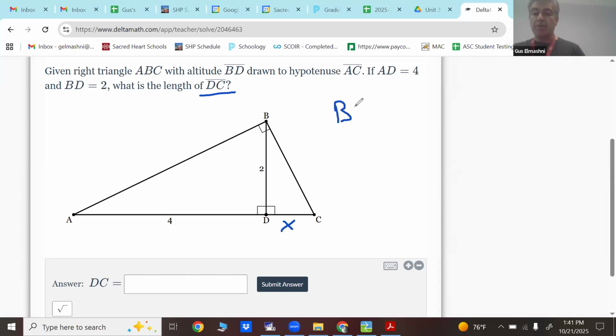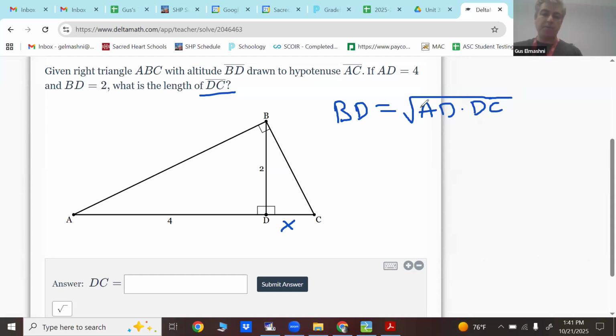BD, which is the altitude, that's going to equal the square root of the sides it cuts. So what side does it cut? Cuts AC. What does it cut into? AD and DC. So if you multiply the sides that are being cut, or the separate parts of what's being cut, AD times DC, that's the relationship.